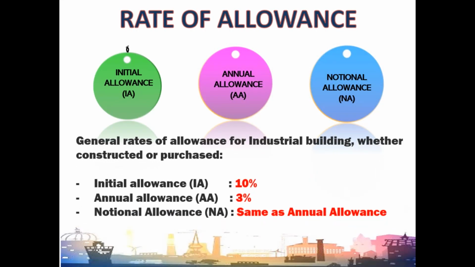Okay, so these are the rates of allowance. There are 3 allowances: initial allowance, annual allowance, and notional allowance. The general rate of allowance for an industrial building, whether constructed or purchased, is IA 10%, annual allowance 3%, and notional allowance the same as the annual allowance rate. So this is the general rate. However, there are some differences between factory and others, so you need to read more about this.